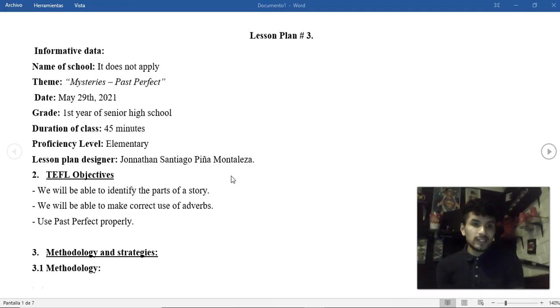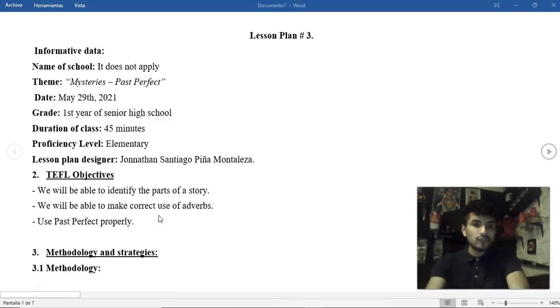The TEFL objectives that I propose here are that we will be able to identify the parts of a story. We will be able to make correct use of adverbs, and use the past perfect properly.